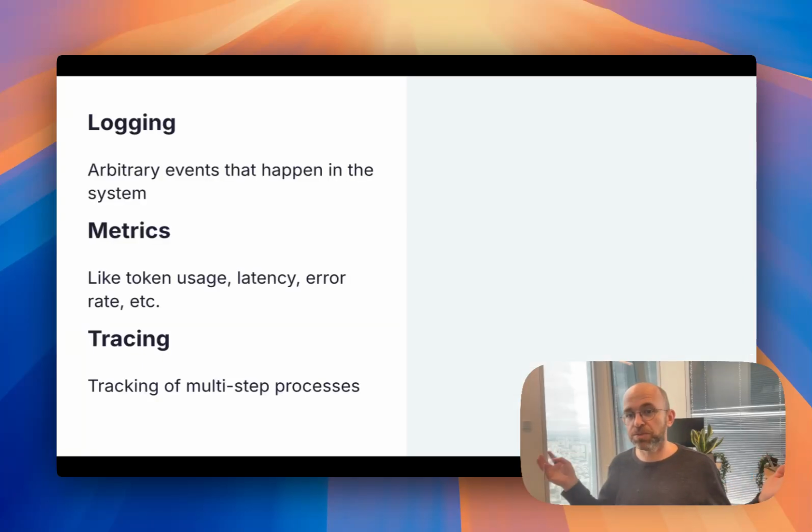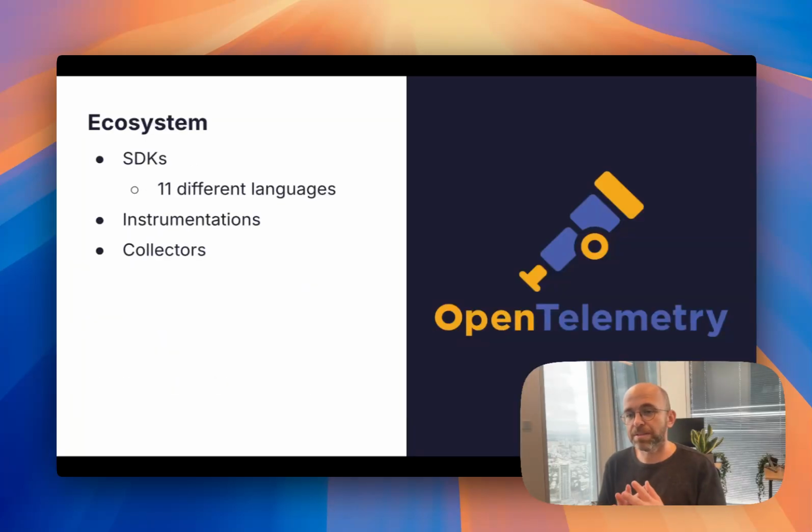So yeah, logging, metrics and traces, this is what OpenTelemetry as a protocol defined. But it doesn't stop there, because what can you do with a protocol? OpenTelemetry is also an ecosystem, and it contains SDKs, instrumentations, and collectors. SDKs are the way you can manually send out these logs, metrics, and traces from your application. OpenTelemetry currently has SDKs in 11 different languages, from Python, TypeScript, Go, C++, and many others. Every language you're probably using has an OpenTelemetry SDK.